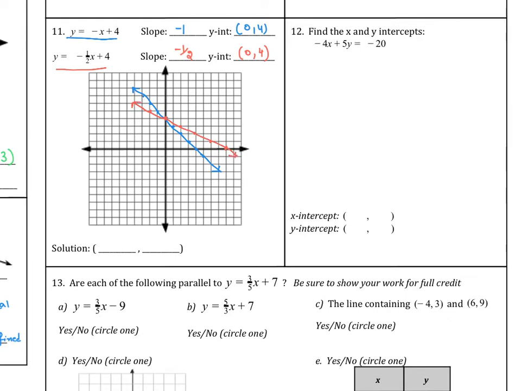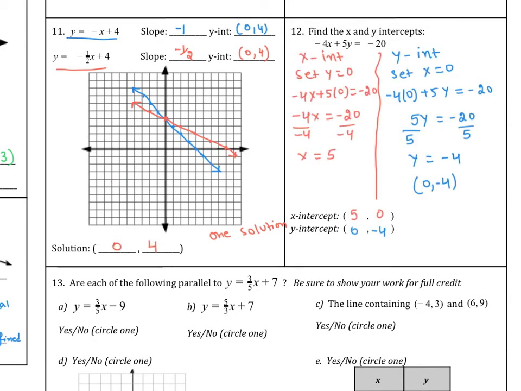Now remember, the two graphs are cutting each other at a certain point. It means that there's going to be one solution, and the solution is that point where the lines cut at a certain point. So they are cutting at 0 comma 4, so your solution is 0 comma 4.